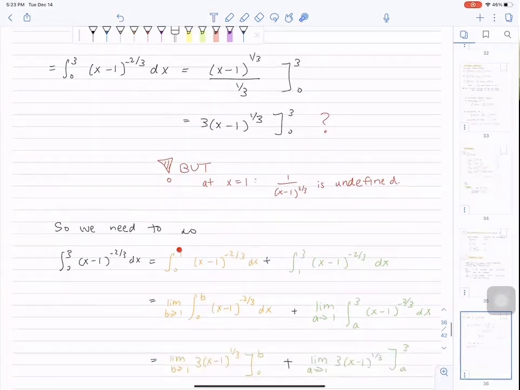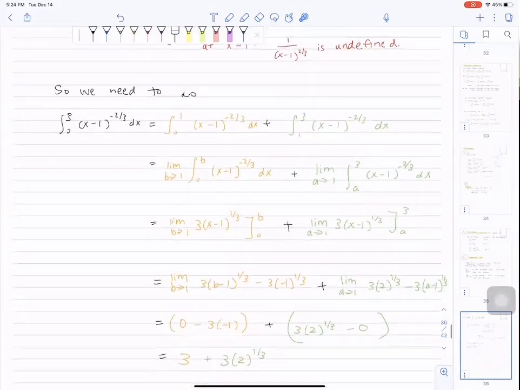This way, because we know that it's a discontinuity at 1, we're going to make that our limit point. Like we're going to do the limit as b goes to 1 of the integral. And the same for the green, except this 1 is at the bottom, so I'm going to call it a. Now we can take the integral properly.